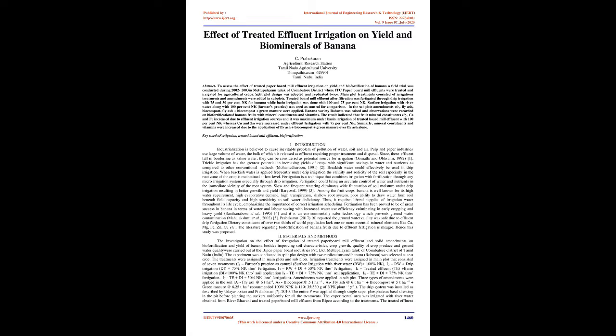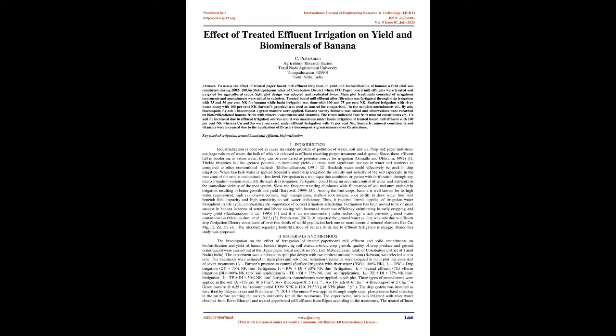The result indicated that fruit mineral constituents viz. Ca and Fe increased due to effluent irrigation sources, and it was maximum under basin irrigation of treated board mill effluent with 100% NK, whereas Cu and Zn were increased under effluent fertigation with 75% NK. Similarly, mineral constituents and vitamins were increased due to the application of fly ash and biocompost and green manure over fly ash alone. Keywords: fertigation, treated board mill effluent, biofortification.